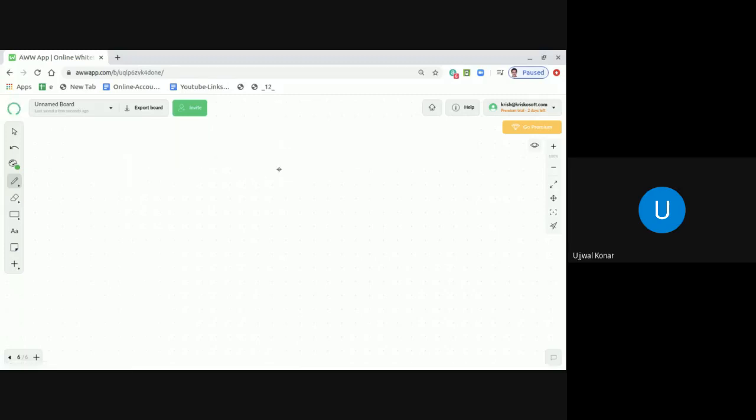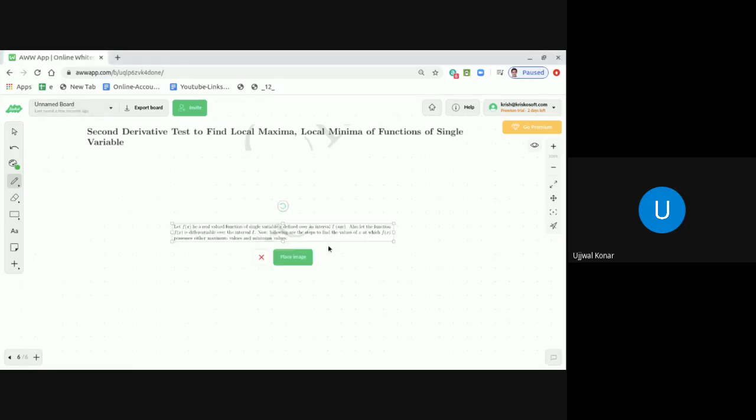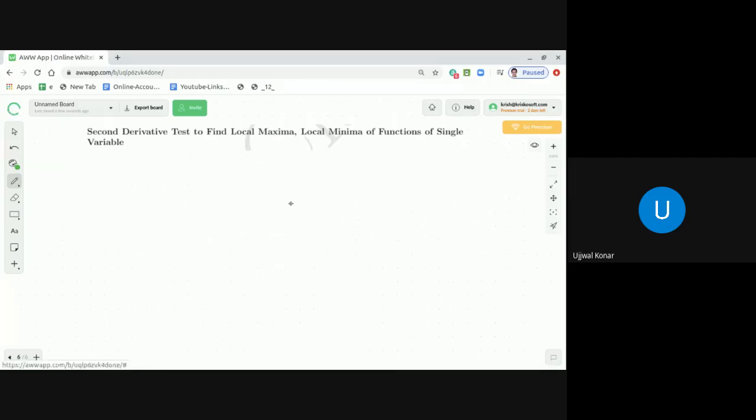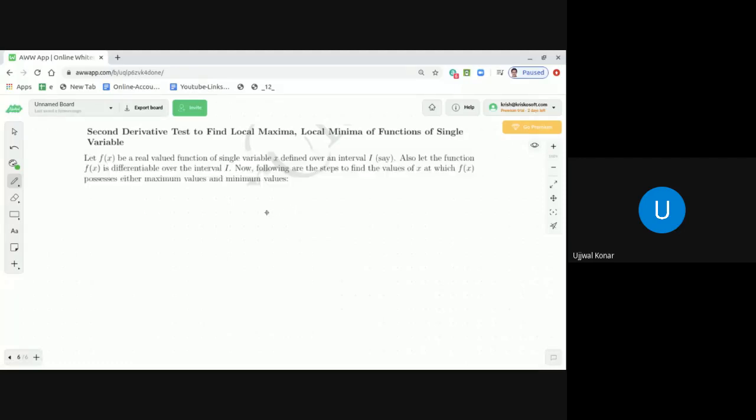It is called the second derivative test to find local maxima, local minima of a function of a single variable. So to start with, let f(x) be a real valued function. Let me first write down the notes here, and then let me explain. Let f(x) be a real valued function of single variable x defined over an interval I. Also, let the function f(x) be differentiable over the interval I as well.